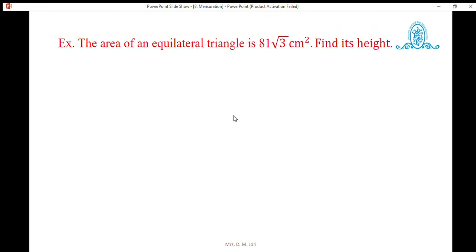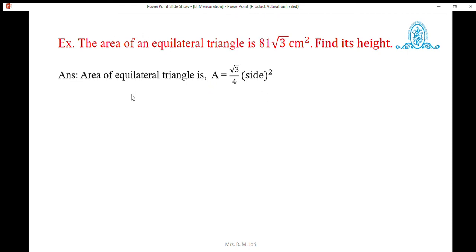Next, to find the area of an equilateral triangle: the area of the equilateral triangle is 81 into root 3 square centimeters. The question is now to find its height. Okay, so let's see how to find out its height. So the area of an equilateral triangle, suppose it is denoted by A, is given by root 3 by 4 side square. It is given that the area of the equilateral triangle is 81 into root 3.